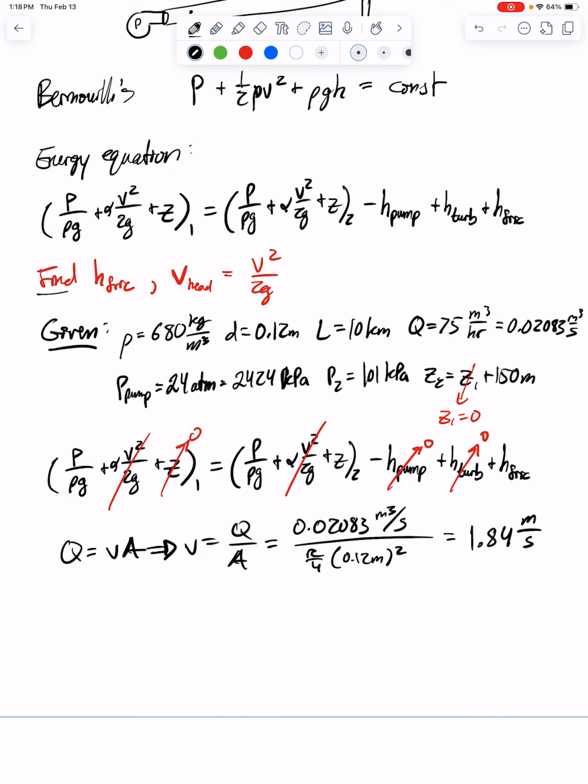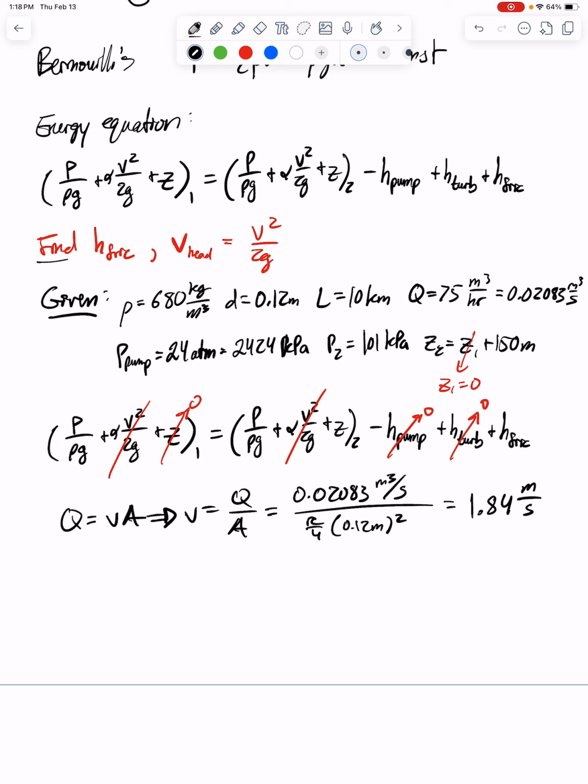Let's solve for velocity head first, because again, we have all the components to do so. Velocity head is v squared over 2g. So 1.84 meters per second, we just have to square that, divide by 2 times the gravitational acceleration constant, 9.8 meters per second squared. Therefore, we get a velocity head of 0.173 meters. So that's your velocity head, and this is the value we're going to compare our head loss to, which is due to friction, obviously.